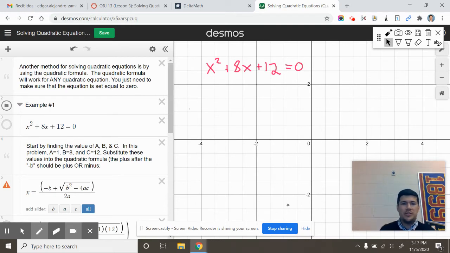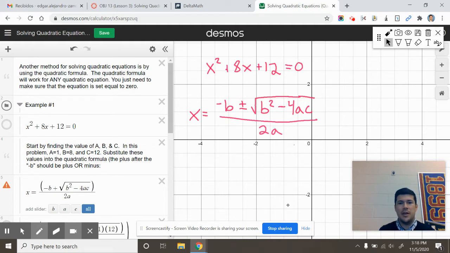And the quadratic formula states this, that the solutions to a quadratic equation will be equal to the opposite of the b value plus or minus the square root of the quantity b squared minus 4 times a times c, all divided by the product of 2 times a.